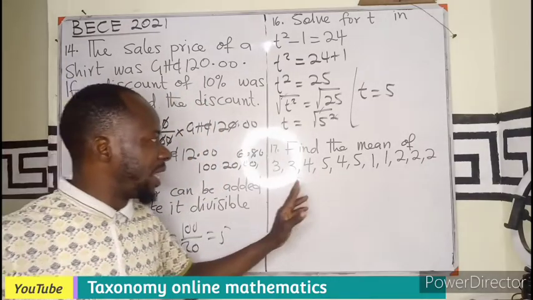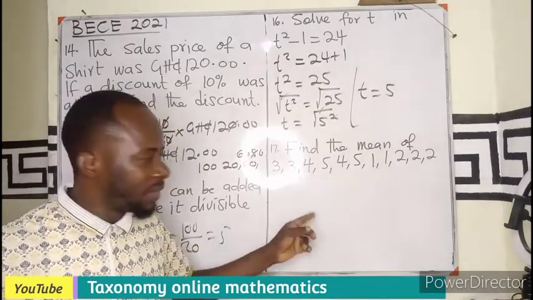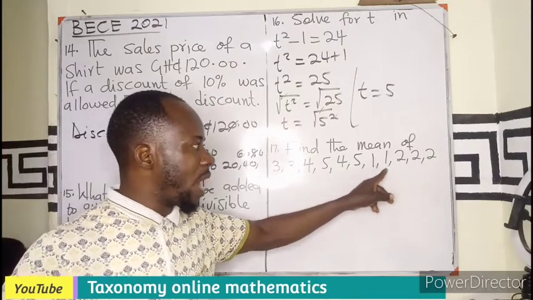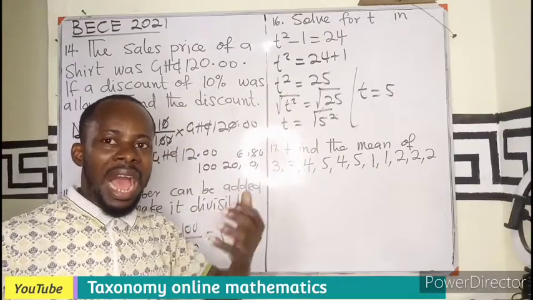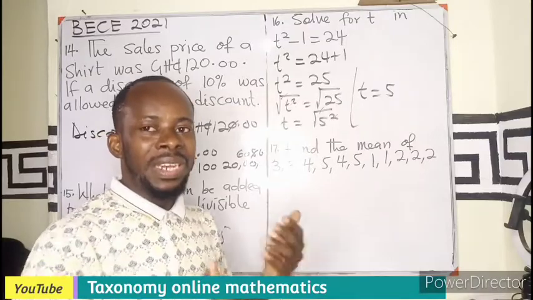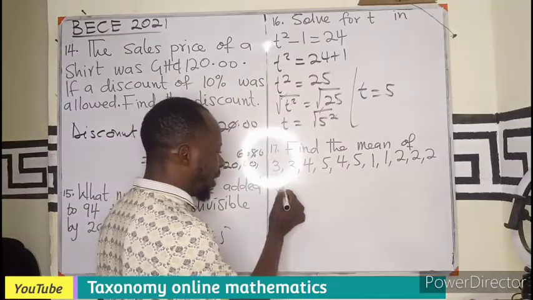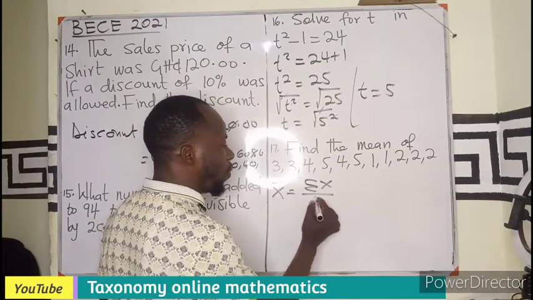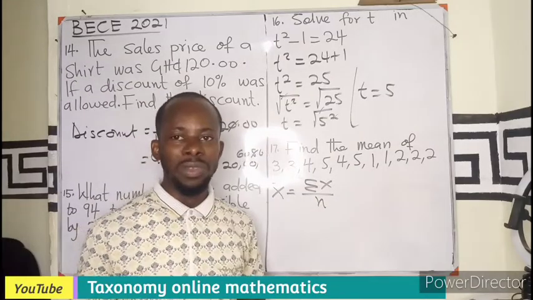Alright. Find the mean, number 17. Find the mean of these numbers: 3, 3, 4, 5, 4, 5, 1, 1, 2, 2, 2. The mean is just the average of the numbers, meaning the sum of all the numbers divided by the number of terms. So we know a mean is given by the summation of x over N, where the x are the variables given to you.